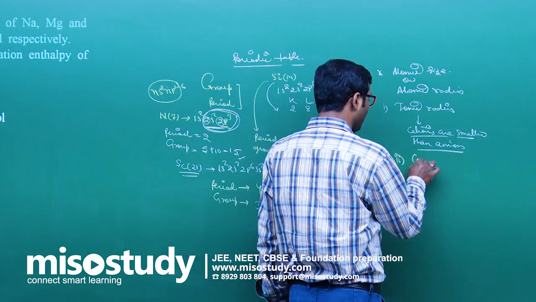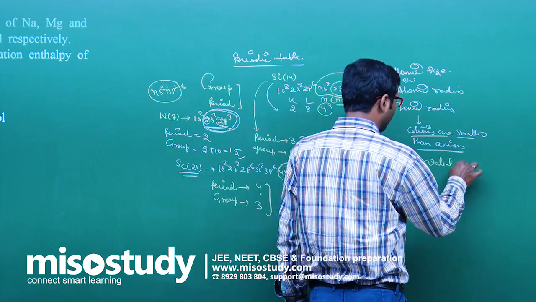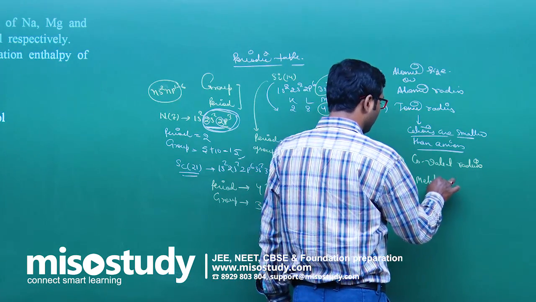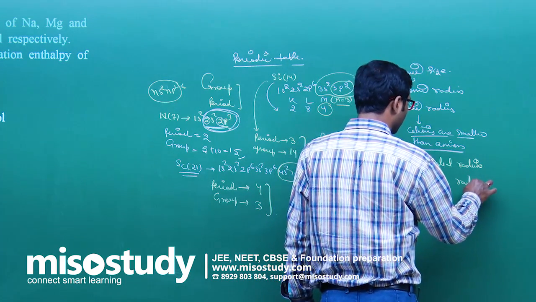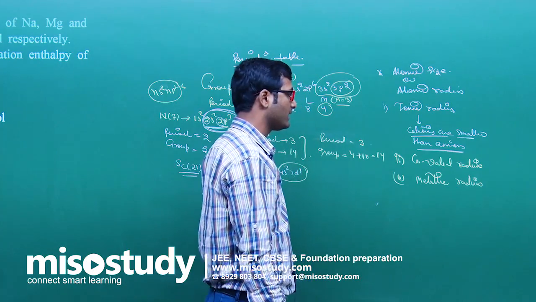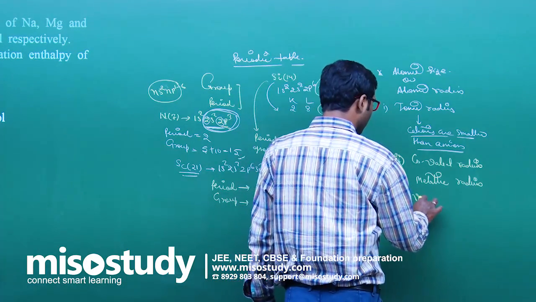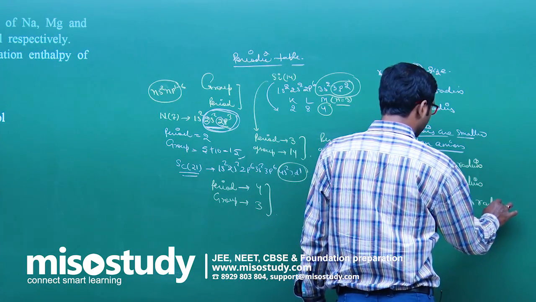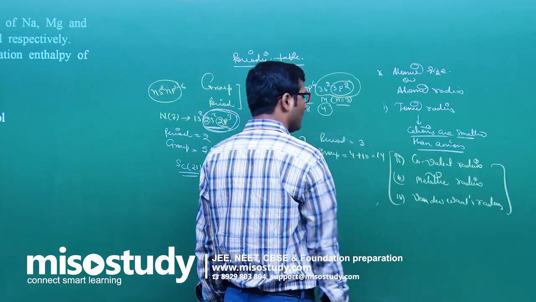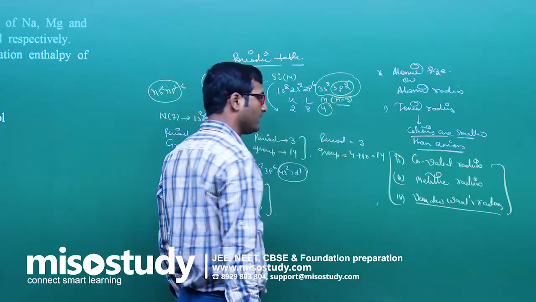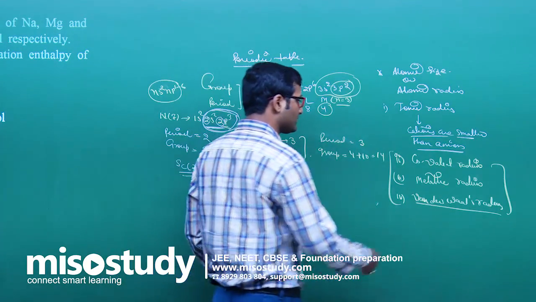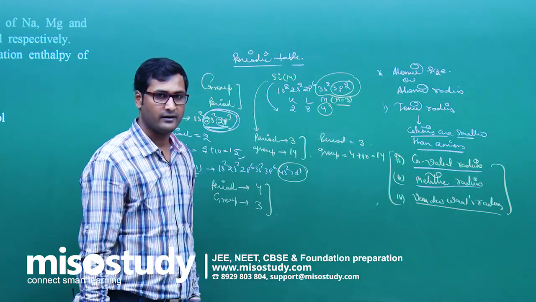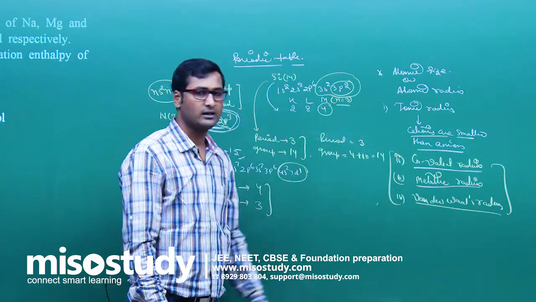Then covalent radius. Second one is covalent radius. The third one is metallic radius. Covalent radius, metallic radius. Then van der Waals radius. These are the important types of radius. For inert gases, we consider van der Waals radius. Clear to you? For metals, we consider metallic radius, and for non-metals, we consider covalent radius. Van der Waals radius is always greater than the covalent radius.